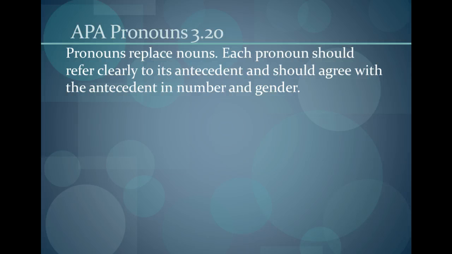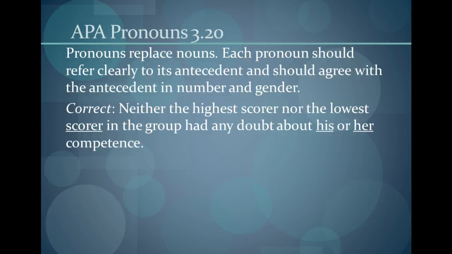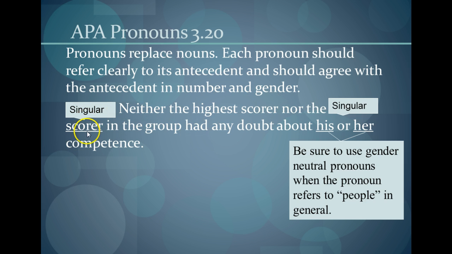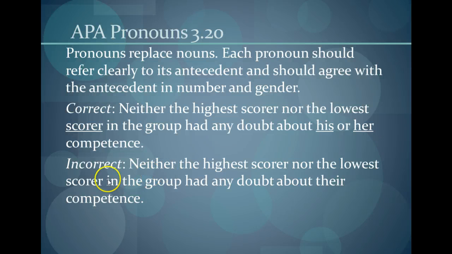And continuing along the same lines in terms of not only singular and plural, the antecedent has to agree with the pronoun in terms of gender as well. Now in this sentence, neither the highest scorer nor the lowest scorer had any doubt about his or her. That is correct because the word scorer is singular, and then the pronoun that it's paired with has to also be singular. So his or her, and because you need to make sure that it's gender neutral, you can't replace it with either one or the other or their. So if you use the word their in place of the phrase his or her, that's incorrect.